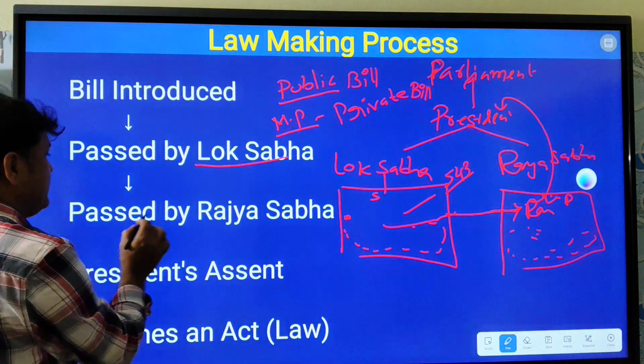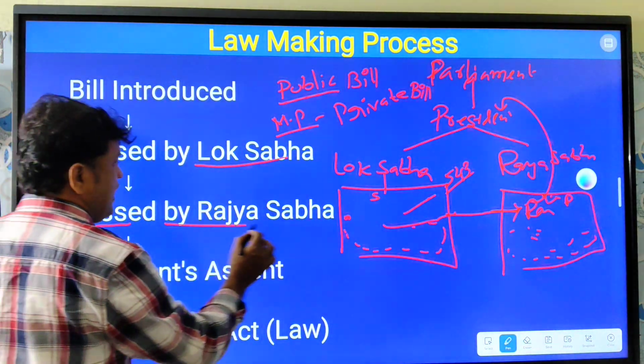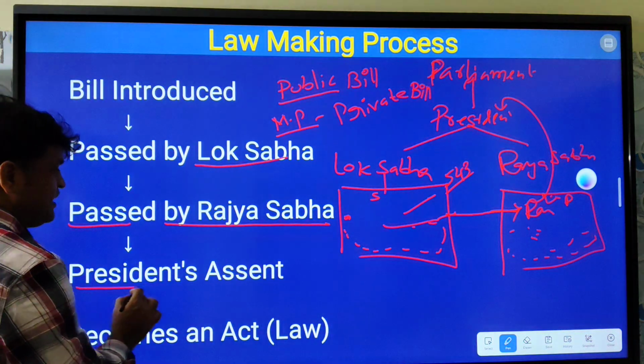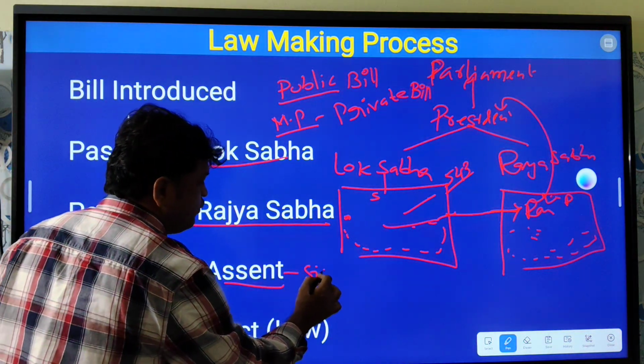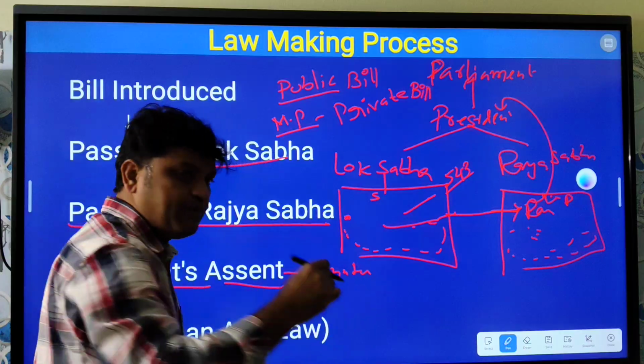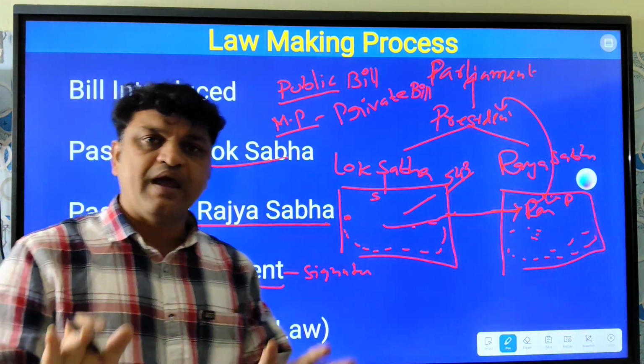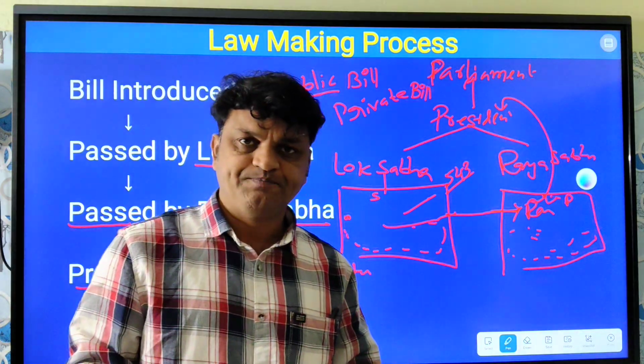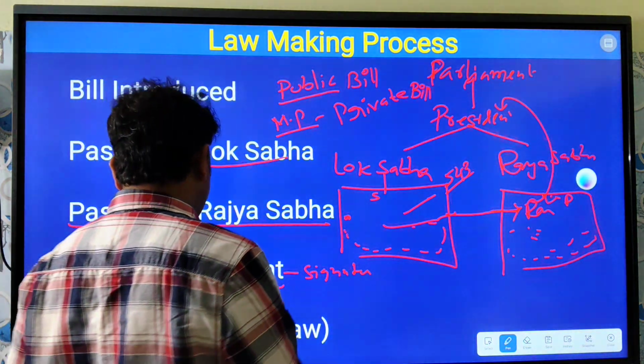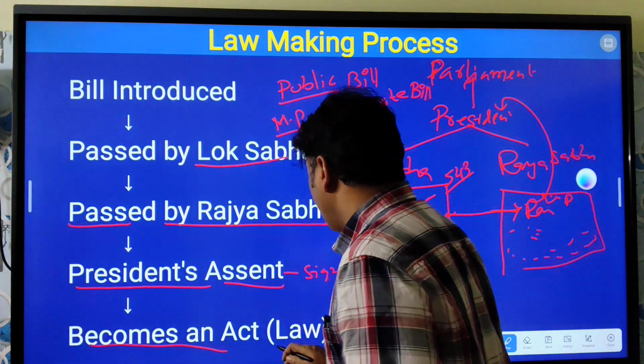Once it is passed by the Rajya Sabha, finally the President will give assent. Assent means what, Anna? Putting the signature, the seal and signature. Then it will become an act. We have so many acts, right? So like that, a bill becomes an act or law.